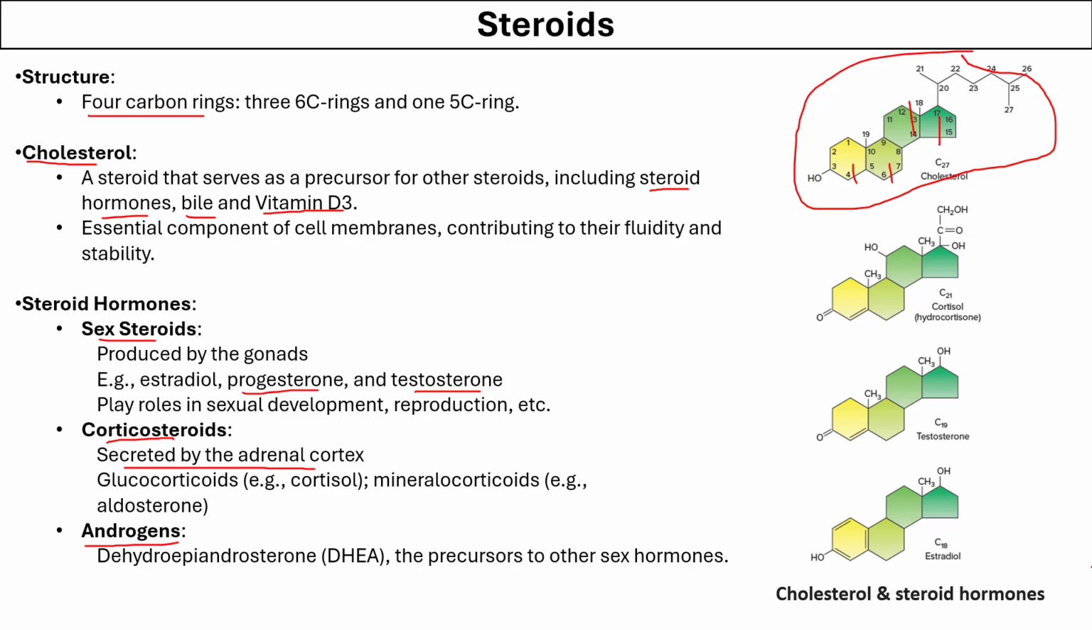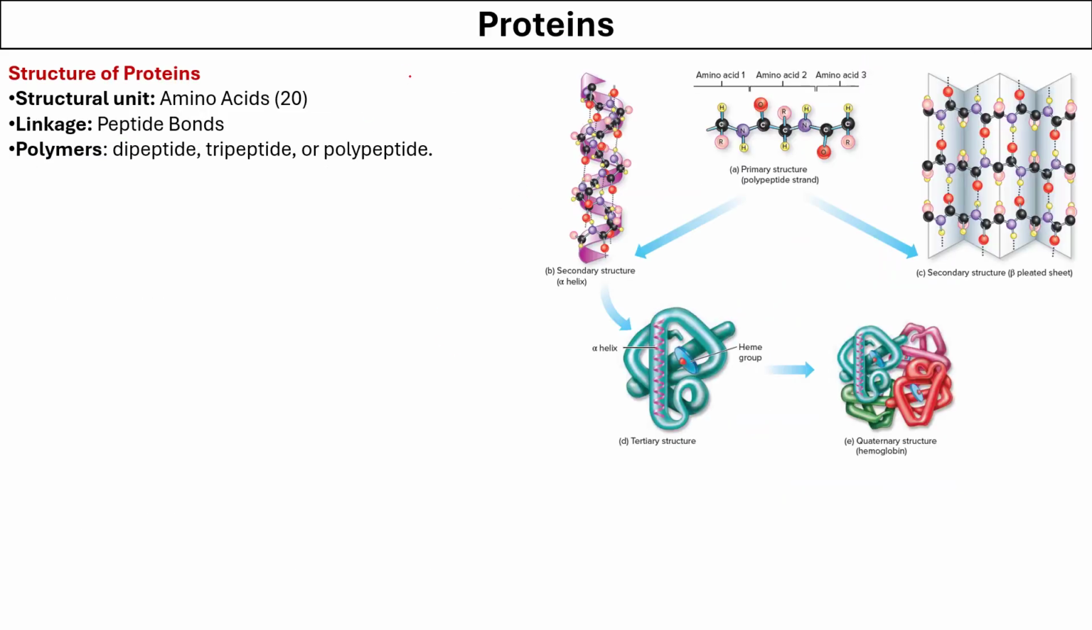So these are the cholesterols, which are the steroid hormones. So this is the cortisol, this is the testosterone, and this is the estradiol, which are basically the sex hormones, and their basic structure is a steroid structure. A steroid structure is 1, 2, 3, 4 rings of carbon. Next biomolecule is protein.